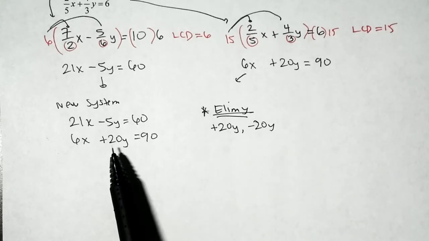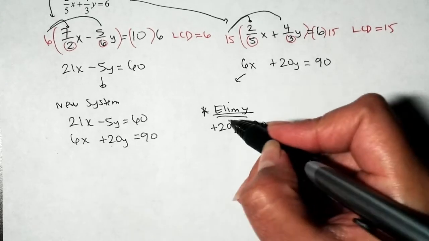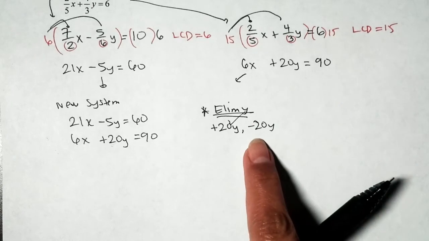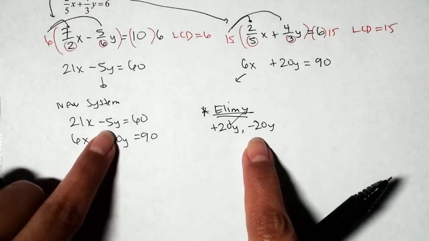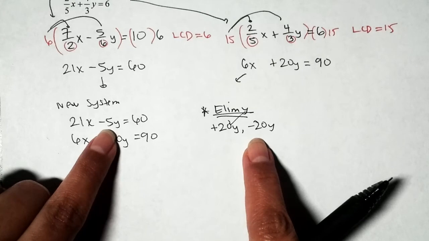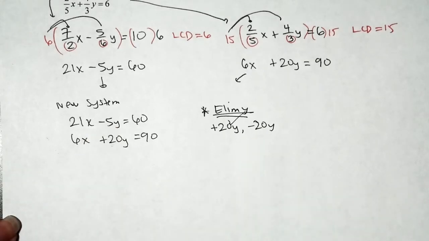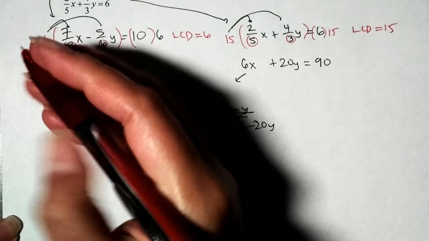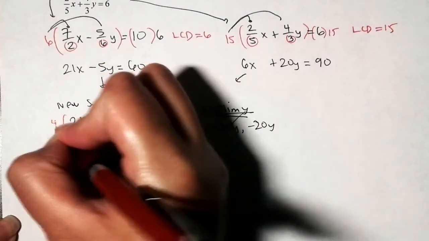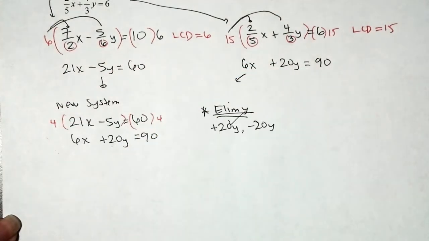We already have a positive 20 for the coefficient of y. Now we just need to focus on getting the negative 20. Right now, this is negative 5, so what do we have to multiply this by to make it look like negative 20? In this case, we're going to multiply it by 4. Let's go ahead, take our time, and multiply the top equation by 4.